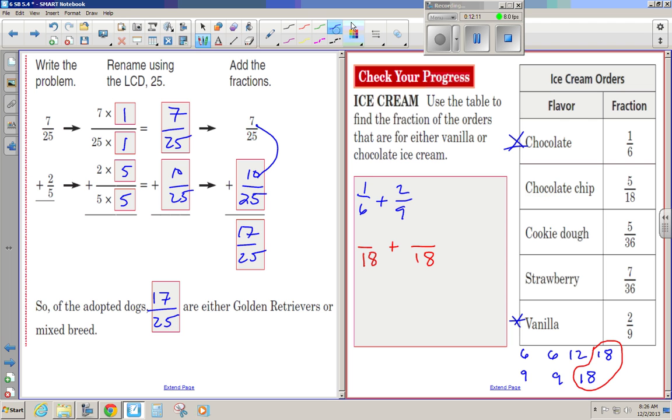Well, what do we multiply by? We've got to multiply the 6 by 3 and the 9 by 2. So 1 times 3 is 3, 6 times 3 is 18. 2 times 2 is 4, 9 times 2 is 18. Now 3 plus 4 over 18 gives me 7 18ths. That is the fraction of either vanilla or chocolate ice cream.